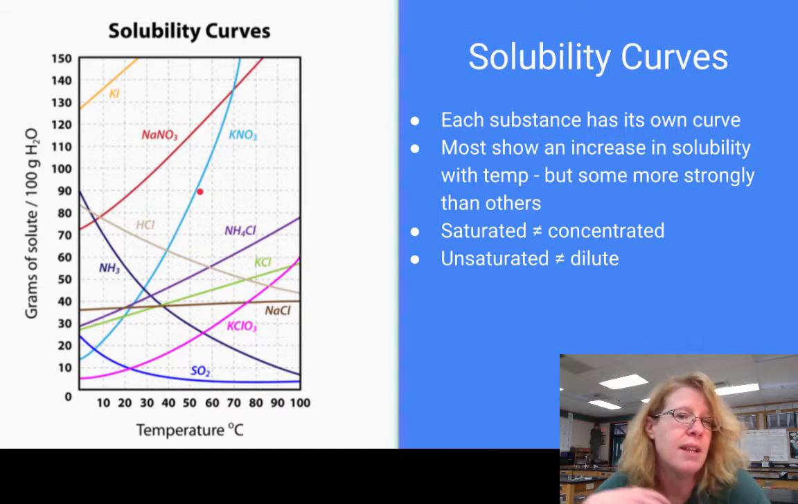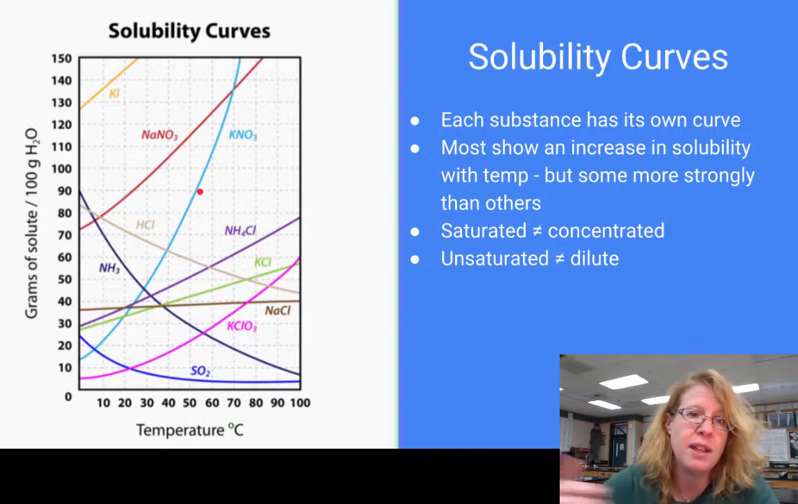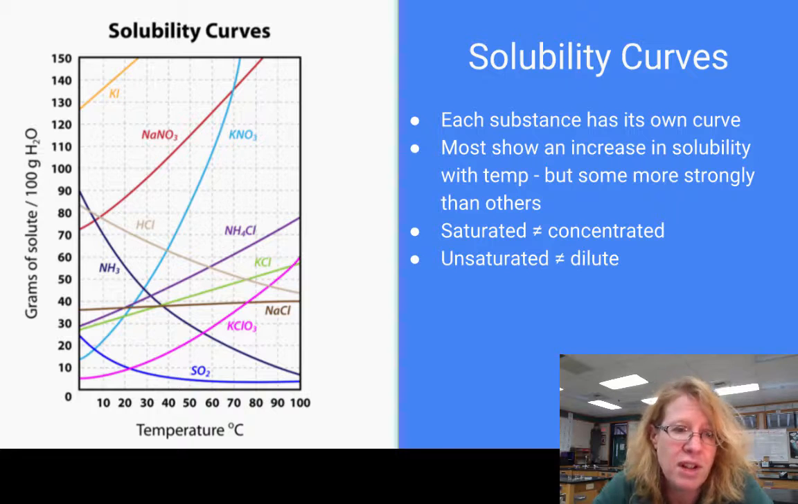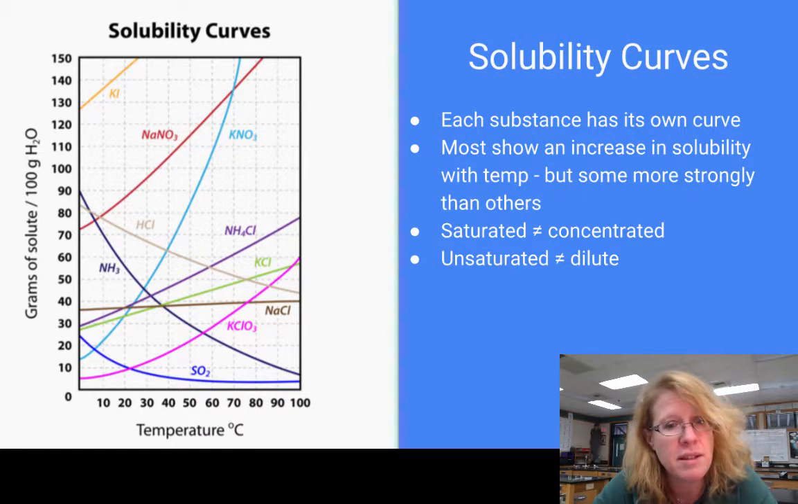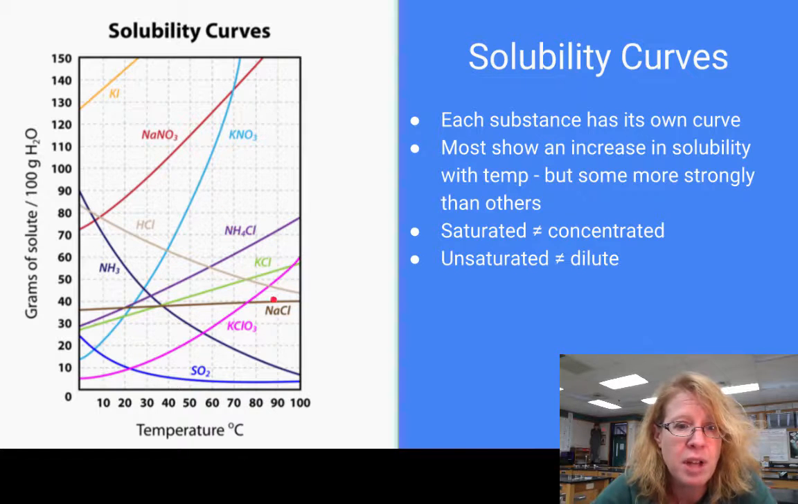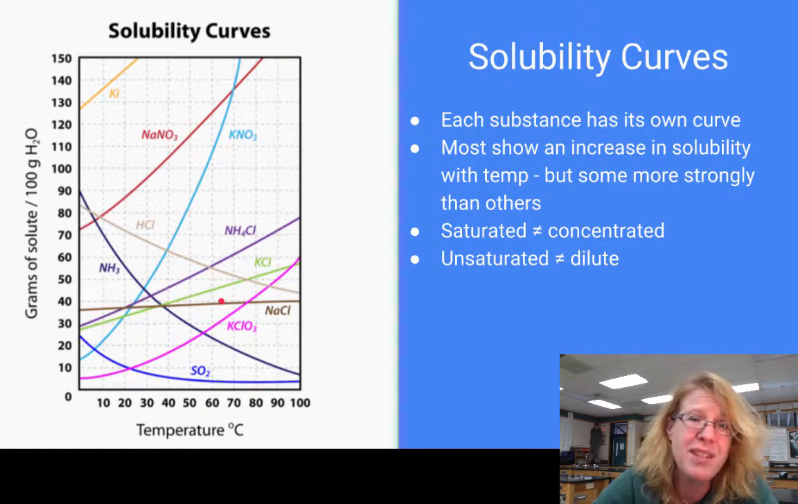Take a look at some of these different shapes and levels, and you can see there are lots of different salts on here. Some are more soluble and some are less soluble. For example, table salt is this brownish one, which is relatively stable across temperature. It doesn't really change much, and it's actually relatively low.